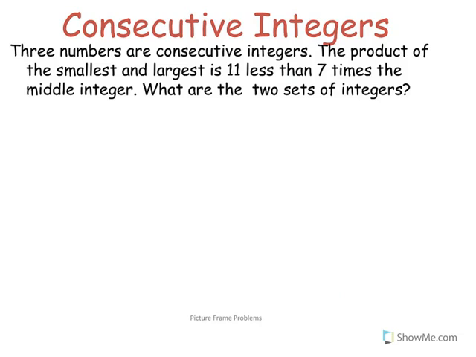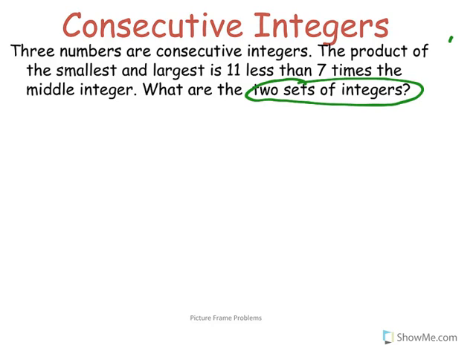All right, so this one is going to be a little bit more significant as far as the solution. It says we've got 3 numbers that are consecutive integers. So there's a lot of work that we're going to have to do after we solve the problem. 3 numbers are consecutive integers. The product of the smallest and the largest is 11 less than 7 times the middle. What are the 2 sets of integers? That means we're going to get 2 distinct different sets of integers.